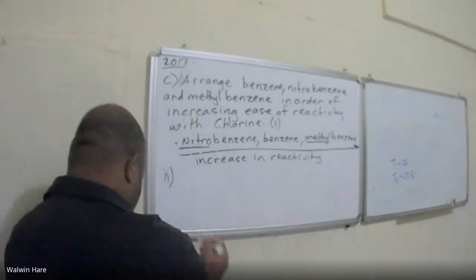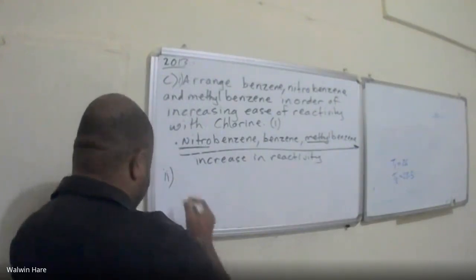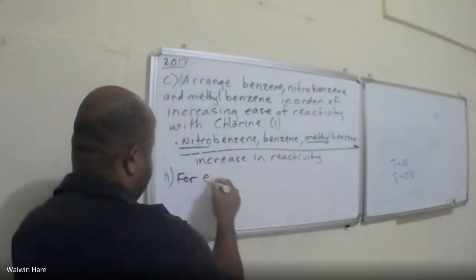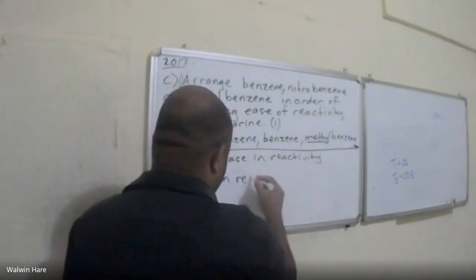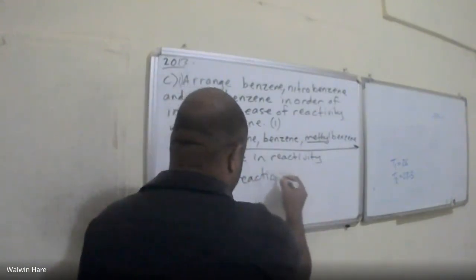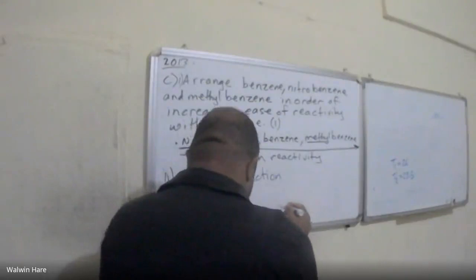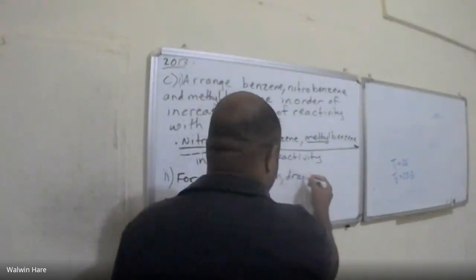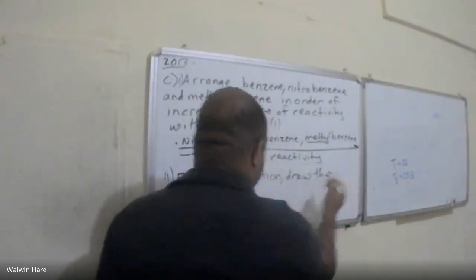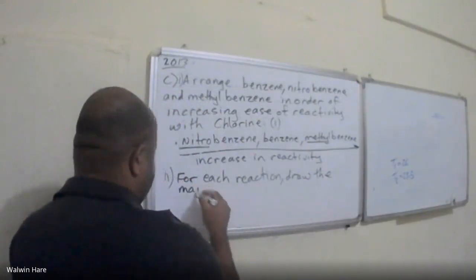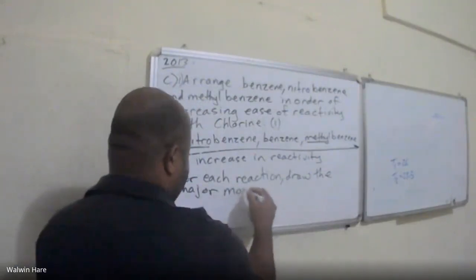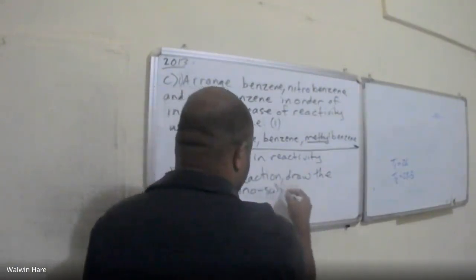And then for part two, for each reaction, draw the major mono-substituted product.